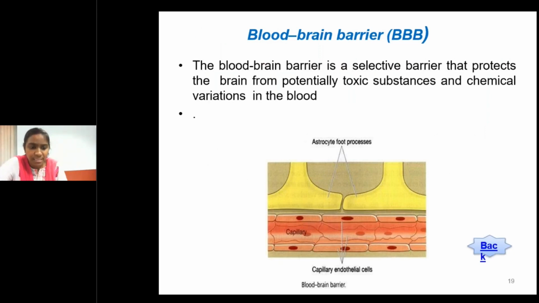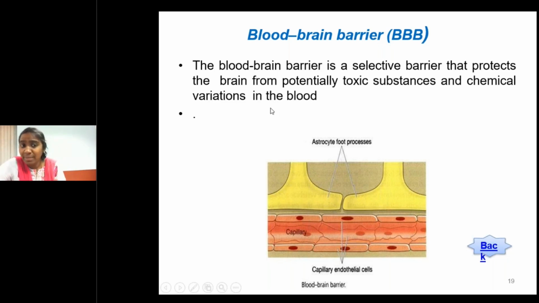Okay. See, this is the blood-brain barrier structure. Okay, see, these are the blood vessels, capillary blood vessels, and these are the astrocyte foot processes. Foot processes means, like I showed you before, the astrocyte structure, like a star shape, round, then legs. Okay, see, this is one leg structure. This is another leg structure. Okay, so it forms like a foot process. It prevents the entry of toxic substances into the blood vessels. That is called the blood-brain barrier.